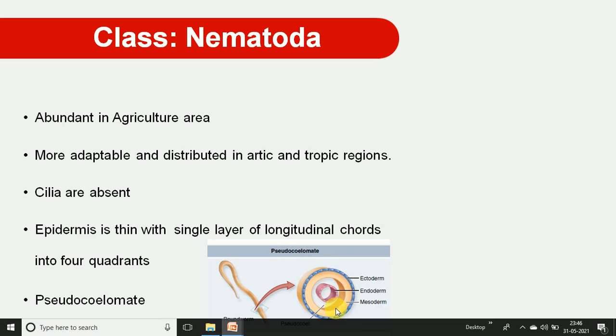That means in the body there is some cavity, but this cavity is a false cavity. The pseudocavity is there. The false cavity is found in the worm's body, and these animals are commonly called pseudocoelomates. There is no true coelomic cavity. A false coelomic cavity is found in nematode worms, and this is one of the important characteristic features of nematodes.